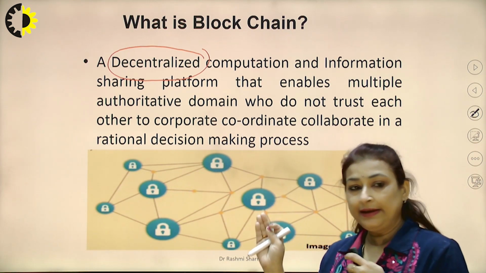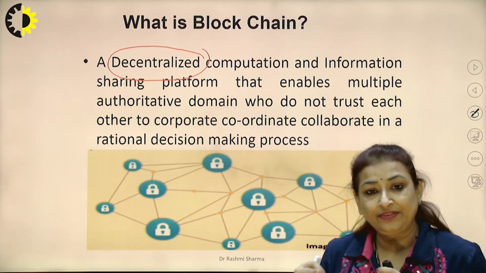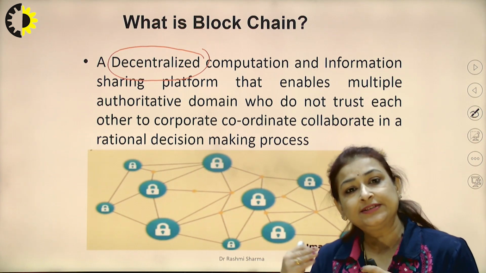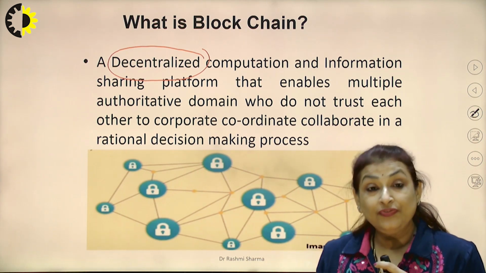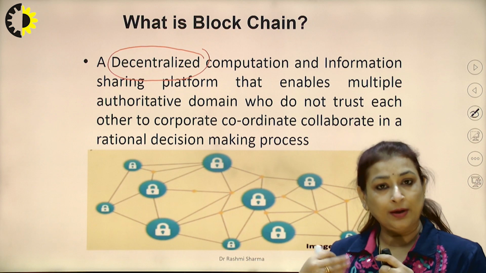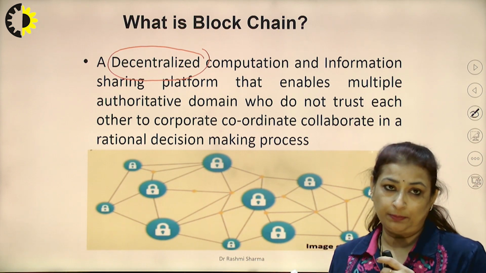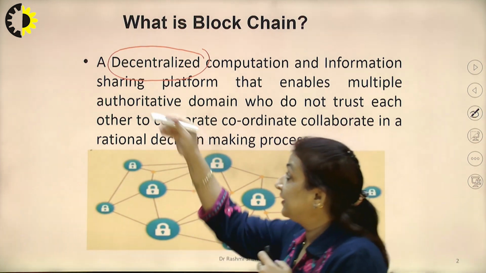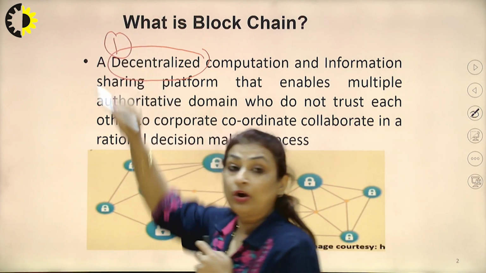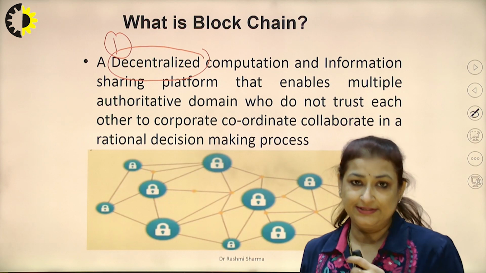But here we want a decentralized system. We don't want any central authority to guide us on what computation we have to do and what information we have to share on that platform. So the first keyword which is important for the blockchain is decentralization.